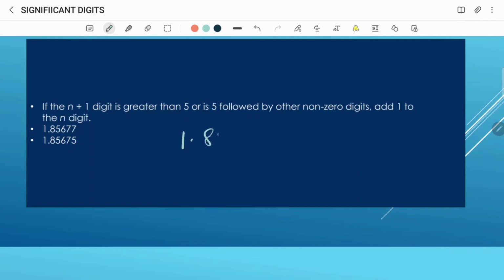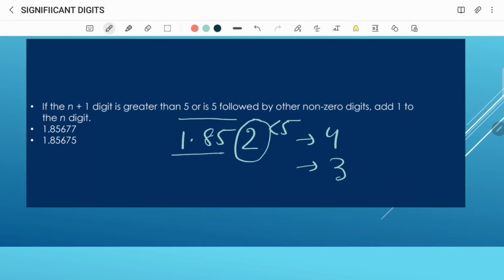Now if our digit is like this, it has 4 significant digits and we want to round it off to 3 significant digits, and the last digit is less than 5, so this number will remain unchanged. The rounded off number will be 1.85. I hope it is clear to you.